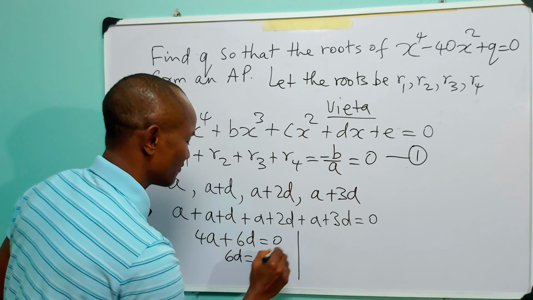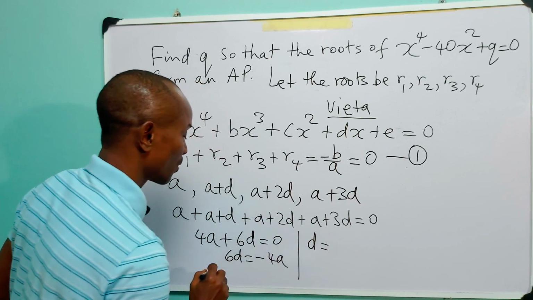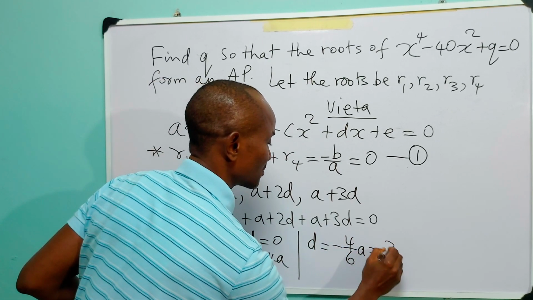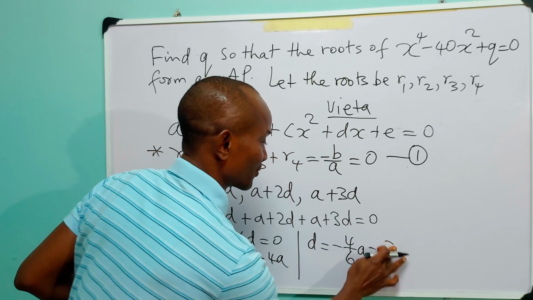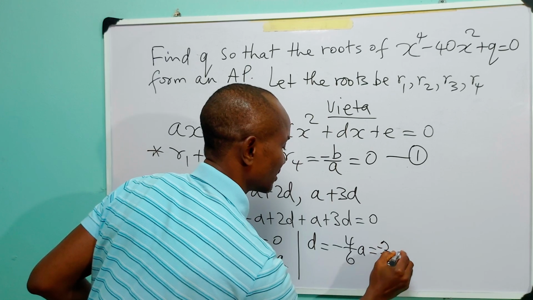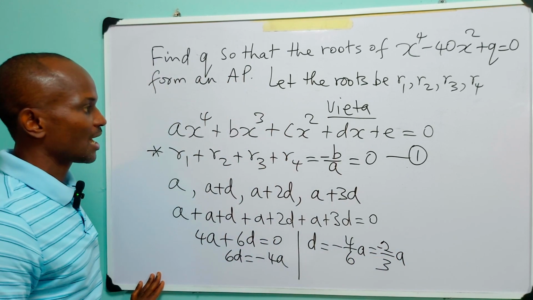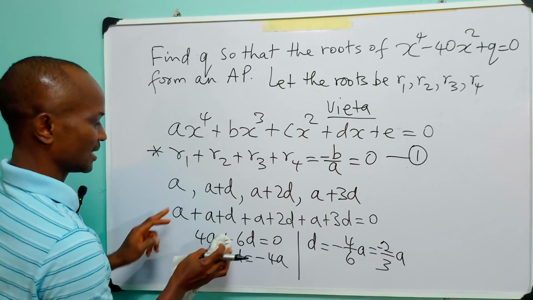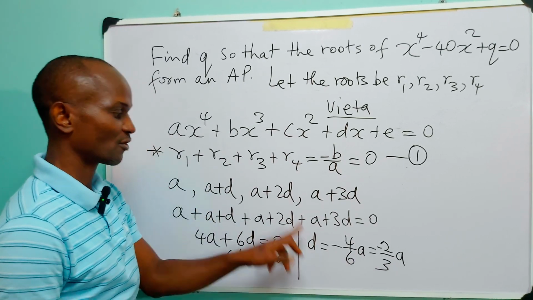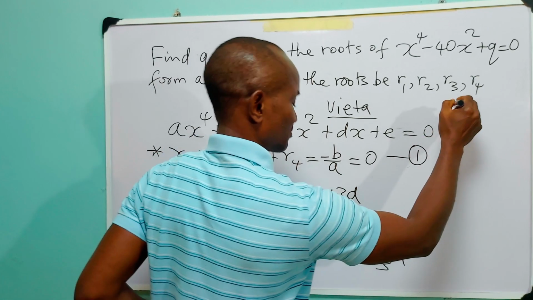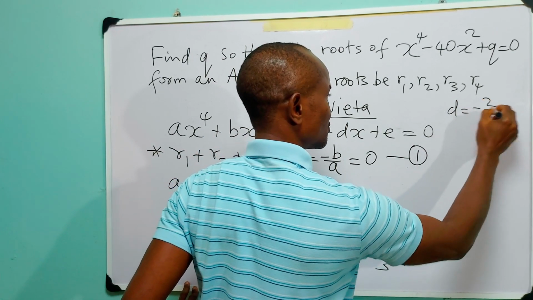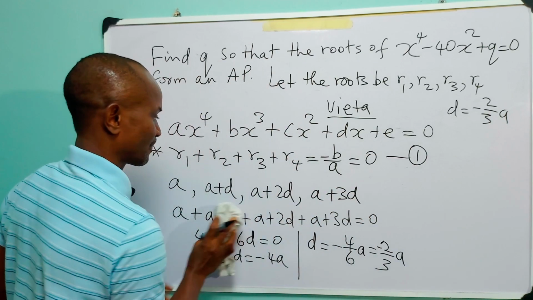And we have that d is equal to minus 4 over 6 a. That is equal to minus, sorry, that is equal to minus 2 over 3 a. So now we can find the roots in terms of a only because we now have an expression for d. So let me write it out here. We have that d is equal to minus 2 over 3 a.